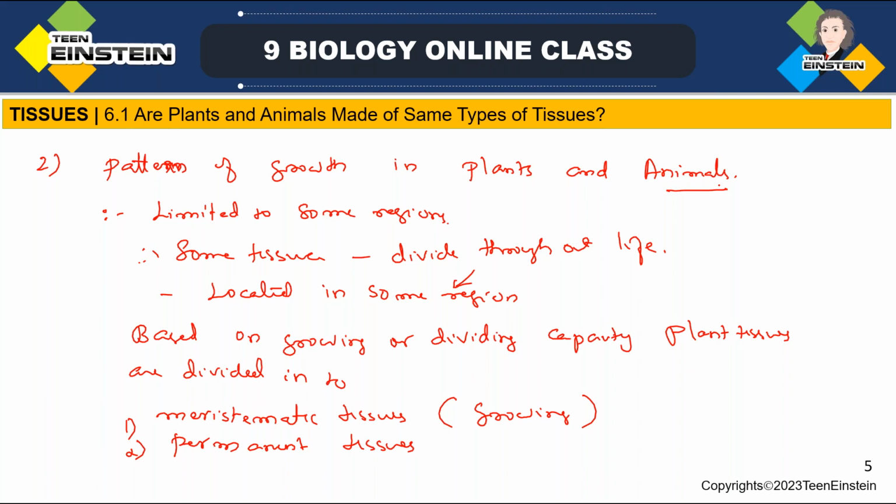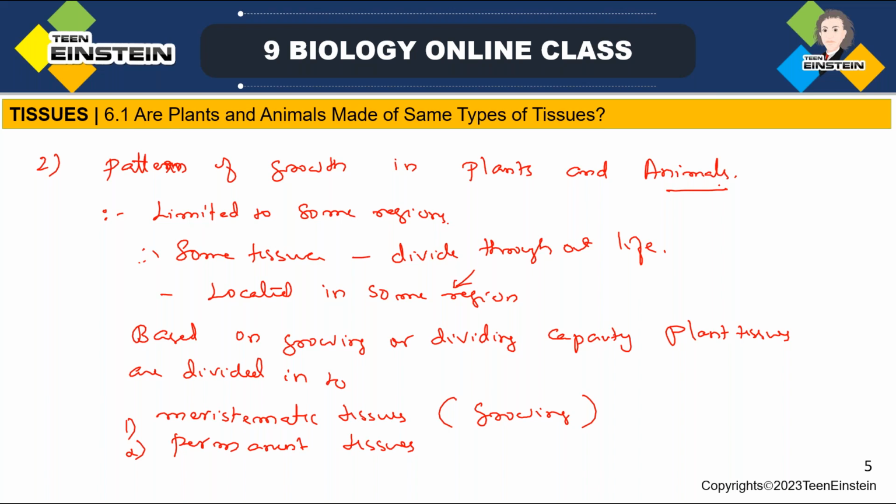But here in the case of plants, what is happening? Some part of the plant body will grow. They have the capacity to grow or divide throughout life. If you cut the tip of a plant, it will grow again and new branches will form. Why is it so? Because that place has cells that are dividing and growing. That plant part is getting regenerated, forming new branches. That means that part of the plant has dividing cells.